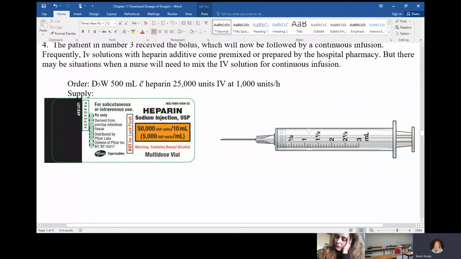Maybe we are having to mix this. All right. What I'm wanting to know, because we're having to add the heparin to the bag. You've got the 500 milliliter of IV solution. So here's our 500 milliliters of IV solution.